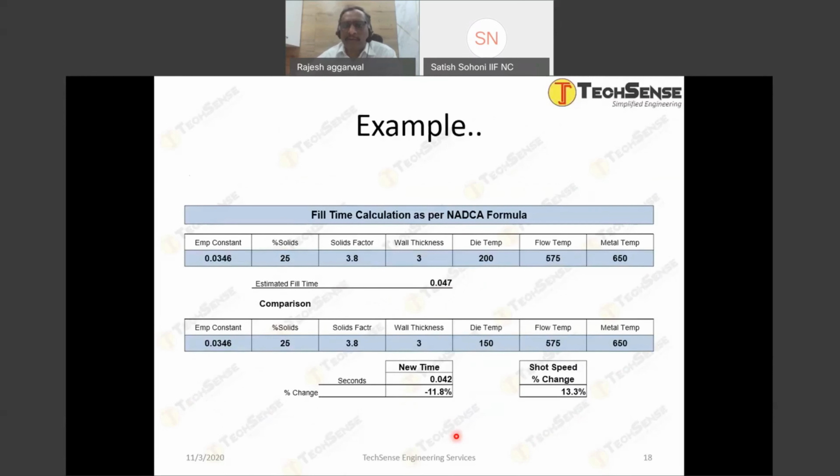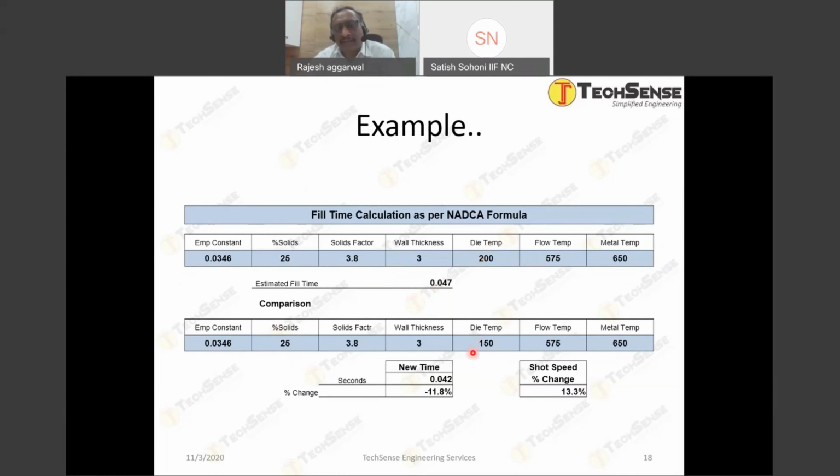If you try to put this into the formula, there are two calculations just to understand the impact of the different variables and how they are impacting. So with a thickness of 3 millimeter, the fill time comes out to be 0.047 seconds based on these temperature conditions, and these are the constant factors and variables.